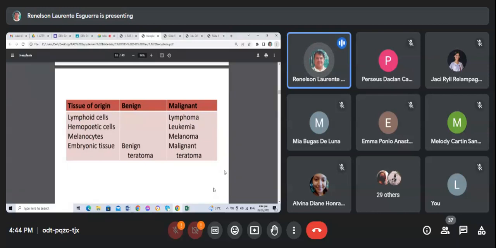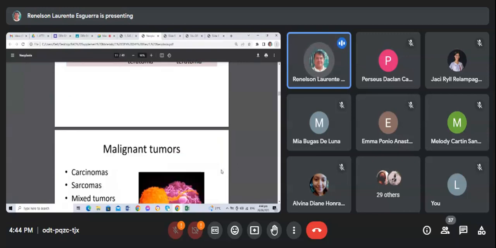So for lymphoid cells, lymphoma. For hemopoietic cells, the RBCs, it would be leukemia. Then for melanocytes, it would be melanoma. And for embryonic tissue, which has a benign counterpart, you attach the form, either benign or malignant, to teratoma. I hope that would be very clear with you.